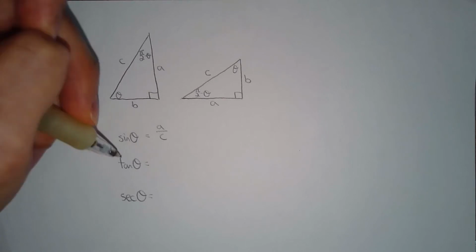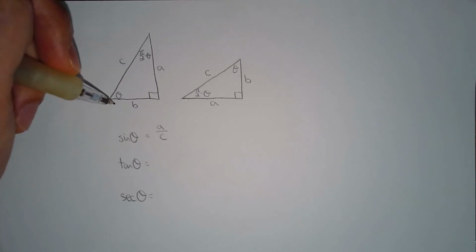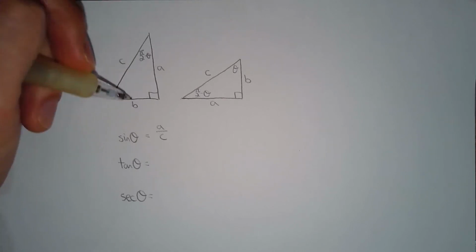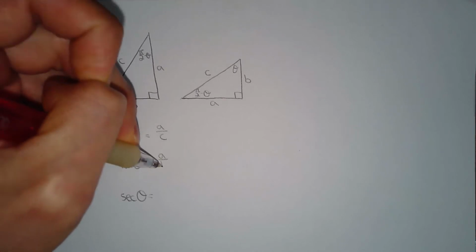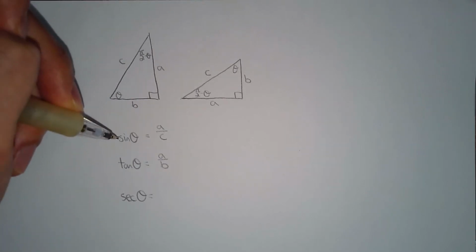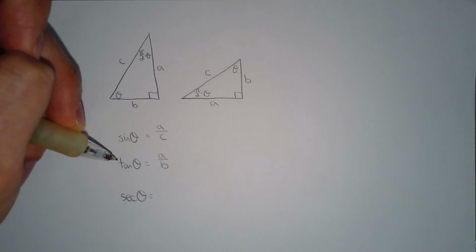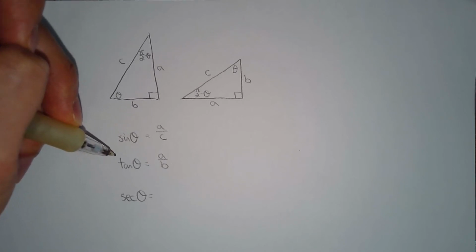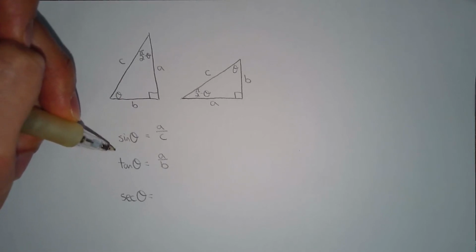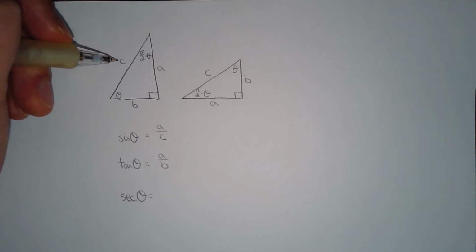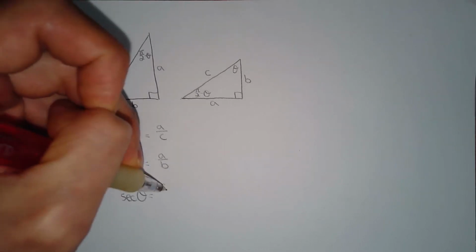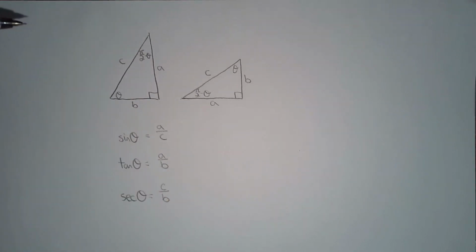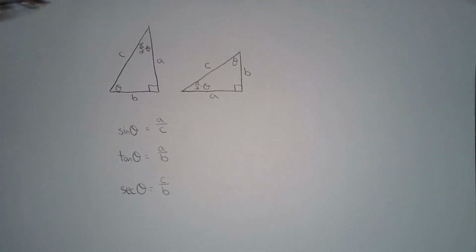And let's work with tan theta. Tan theta is opposite over adjacent, so it's A over B. And secant theta, now be careful, secant is the reciprocal of cosine. So instead of adjacent over hypotenuse, it's hypotenuse over adjacent. So hypotenuse over adjacent should be C over B. Okay, that shouldn't be too bad.